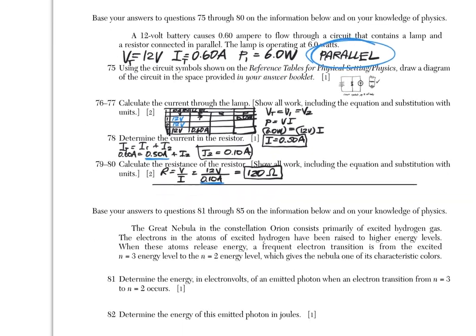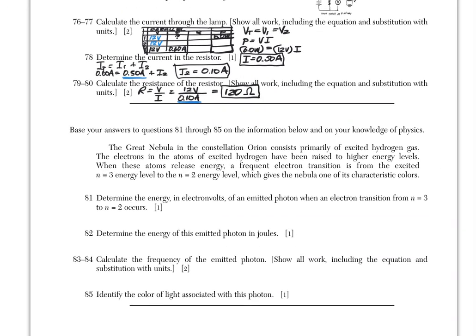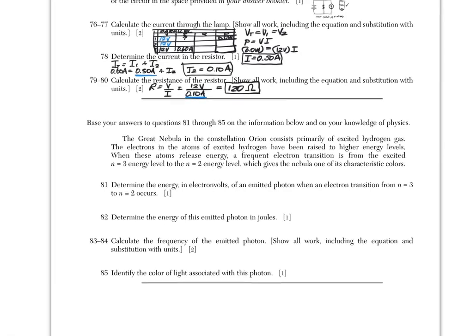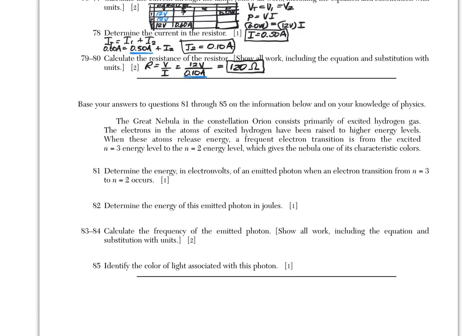Okay, and we're almost done. We have numbers 81 through 85. And of course, it's a modern physics question. And they love in modern physics to trot out some kind of wordy paragraph that is designed, I think, really to confuse you, because what you actually need in order to answer these questions is really not that much.